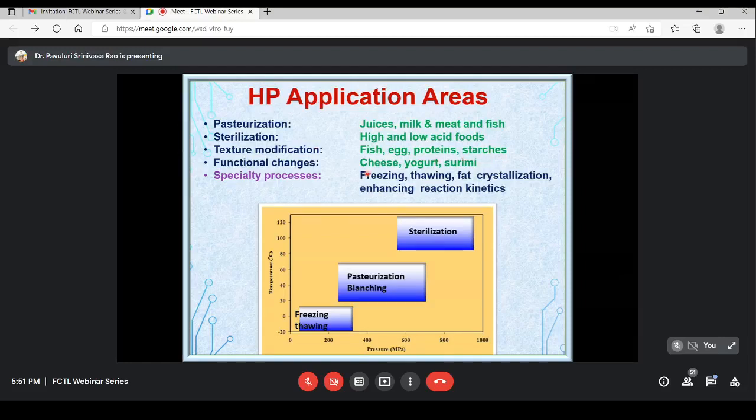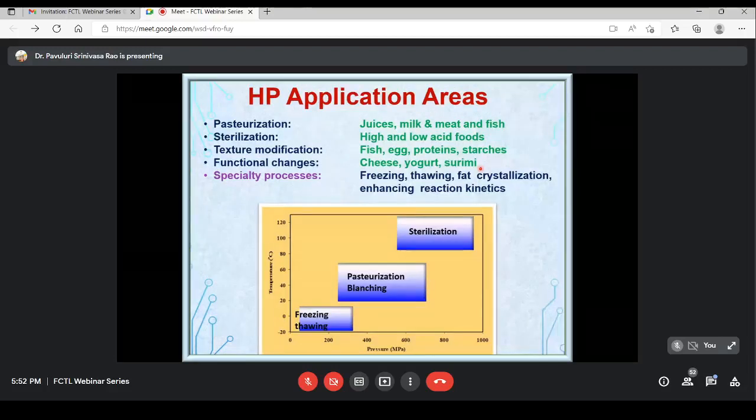Coming to the functional properties, cheese, yogurt and surimi will have an advantage in terms of improved functionality, where the micropores that are created let you infuse some kind of salt or other condiments, so that it will have a better application. At the same time, there is improvement of functionality in terms of digestibility and available bioactives. That way the functional changes are there.